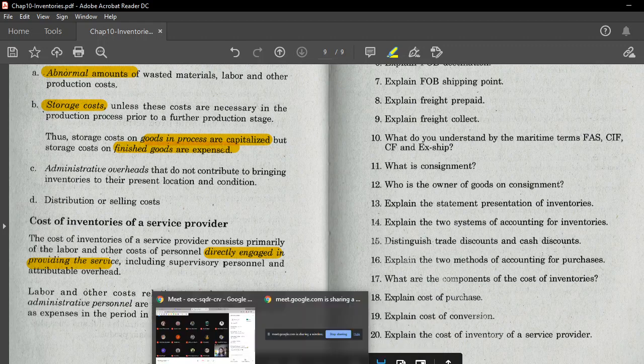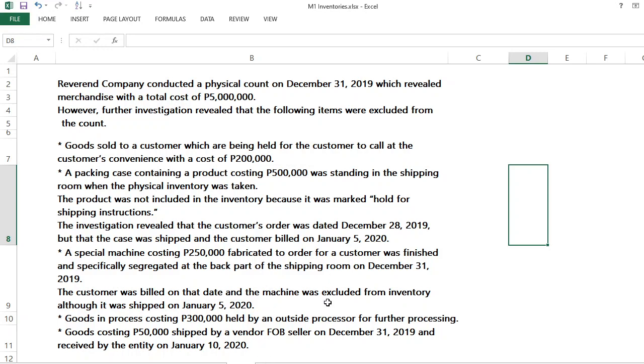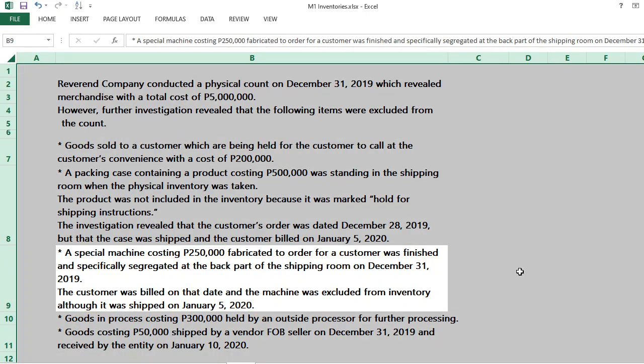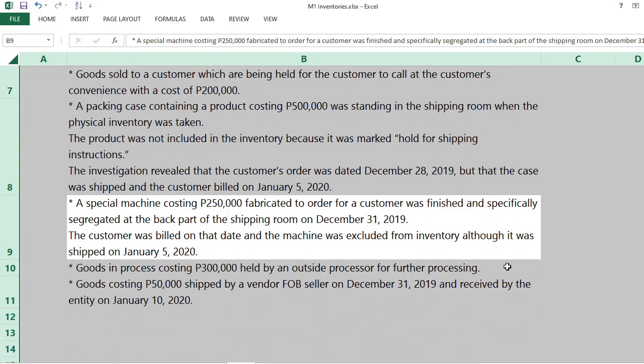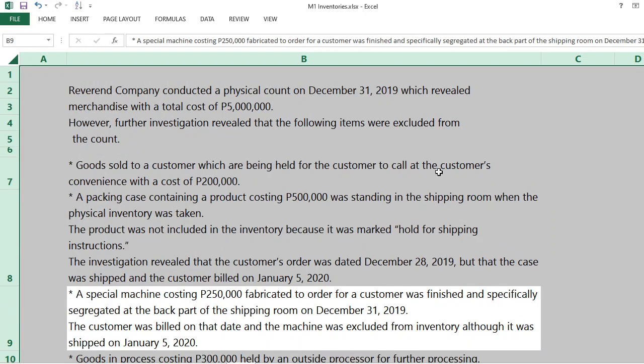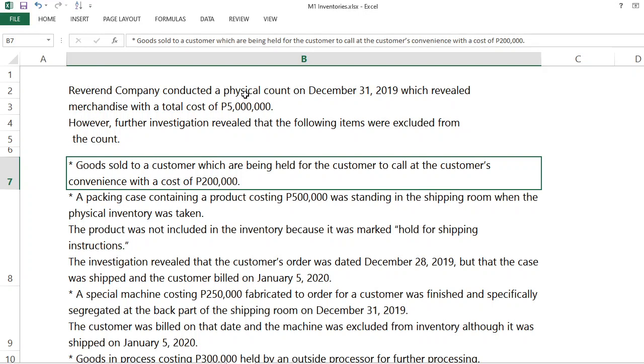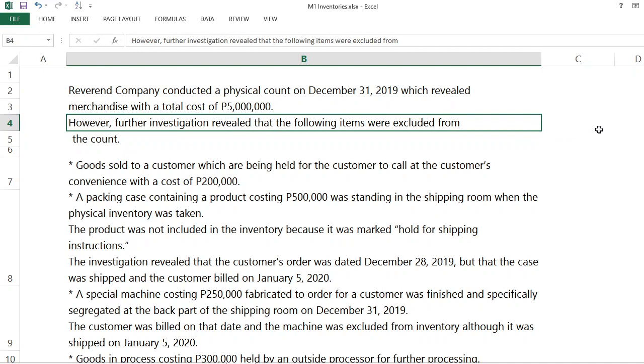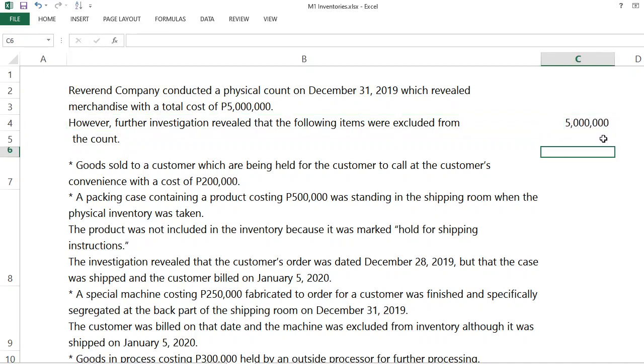Wow, we discussed chapter 10 today, but let's be hopeful. Let's proceed to number 18. Let's go quickly so we can have an overview of the next chapter. Reverend Company, again, here is the requirement: determine the correct amount of inventory on December 31, 2019. Reverend Company conducted a physical count and came up with 5 million, but the following items were excluded. So we set up 5 million here. These items were excluded, meaning they did not appeal. But the question is, were they right not to appeal? Let's find out.